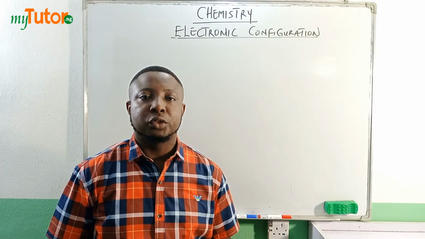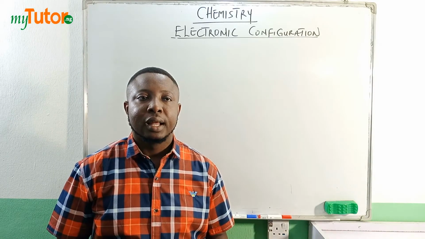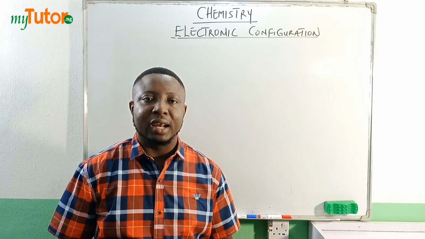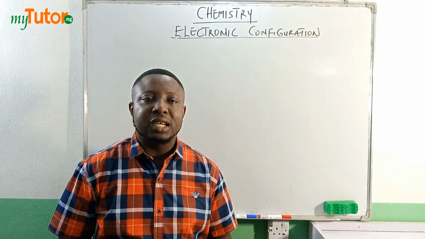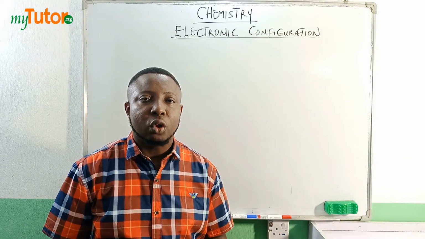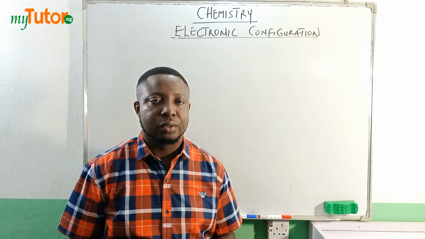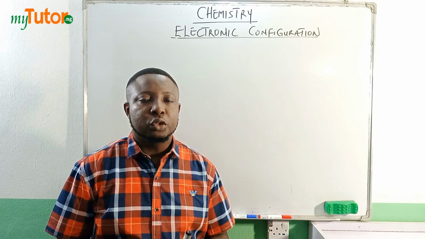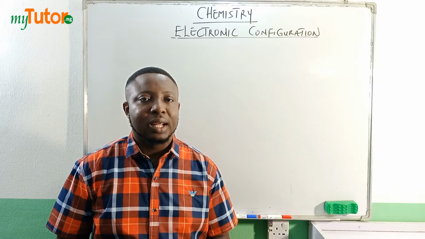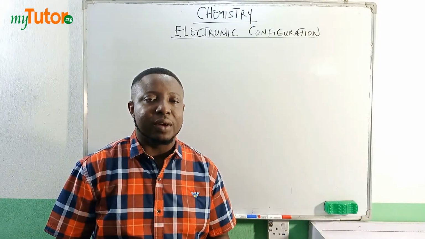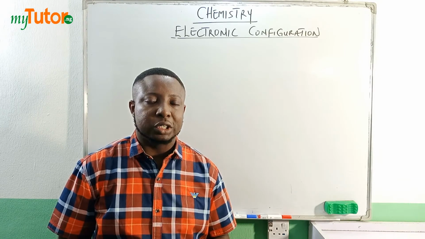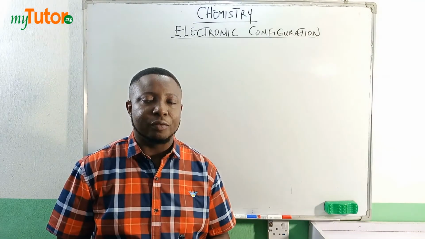So what is electronic configuration? Electronic configuration describes the arrangement of electrons around the energy level of an atom. An atom is said to contain three subparticles: the proton, the neutron, and the electron. The proton and the neutron reside at the nucleus of an atom, while the electron is found at the electron shell or the energy level of an atom.